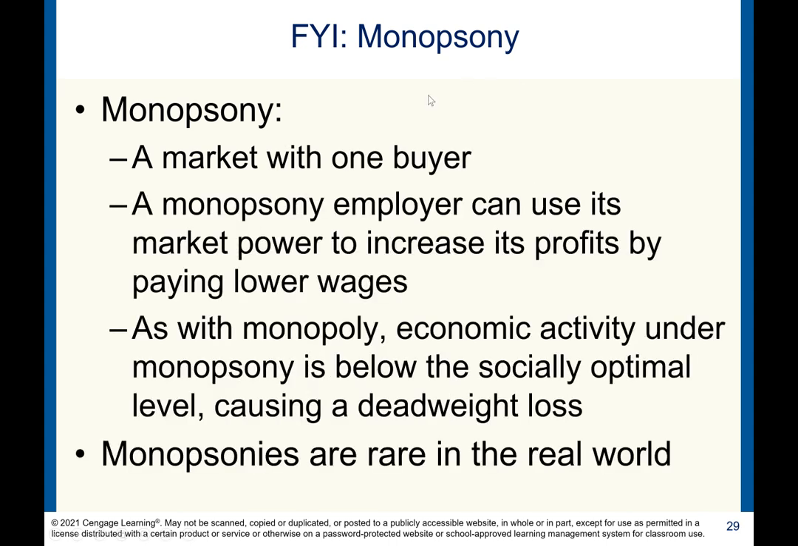FYI, monopsony. Monopsony is a market with one buyer. A monopsony employer can use its market power to increase its profits by paying lower wages. As with monopoly, economic activity under monopsony is below the socially optimal level, causing a deadweight loss. Monopsonies are rare in the real world.